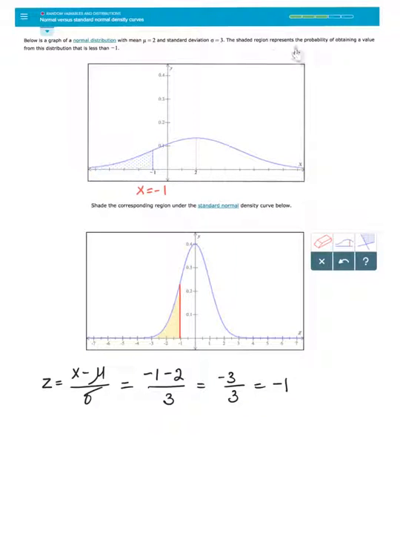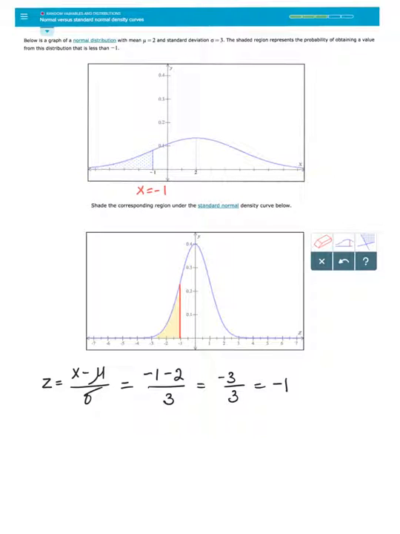The shaded region represents the probability of obtaining a value from this distribution that is less than -1. So I find -1 and I shade everything to the left of it. Shade the corresponding region under the standard normal density curve below. So what it means is I need to find the corresponding z-score to the x value provided.